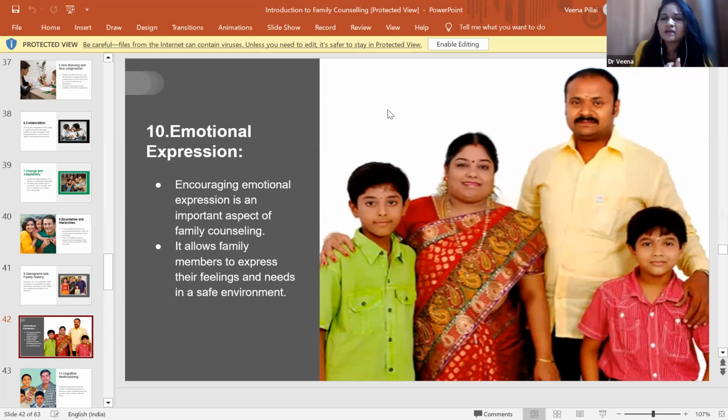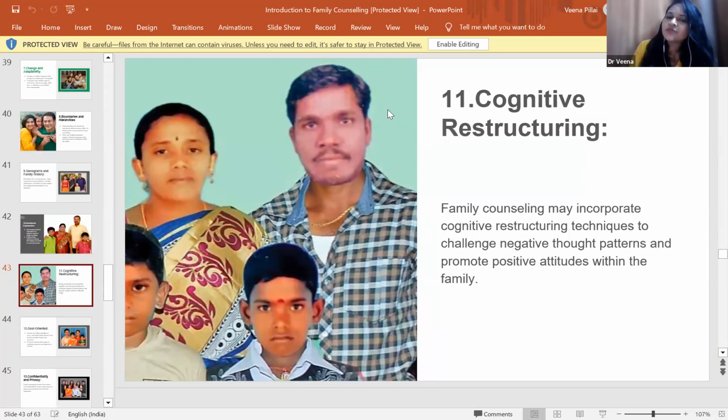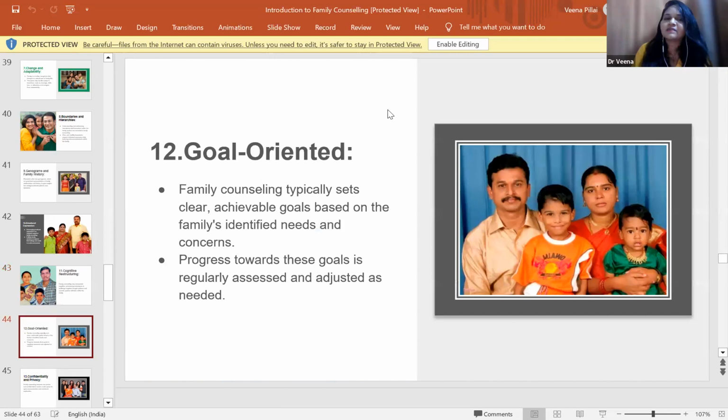It also helps to have better emotional well-being. If you are struggling with some sort of emotional distress without knowing how to express it, it really affects your mental health as well as your physical health. So cognitive restructuring: family counseling may incorporate cognitive restructuring techniques to challenge negative thought patterns and to promote positive attitudes within the family.